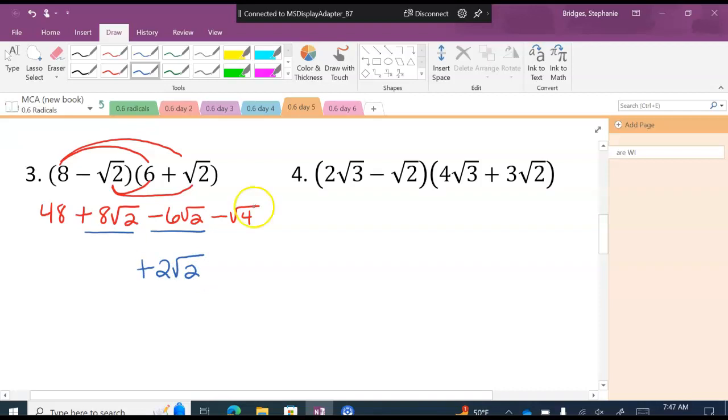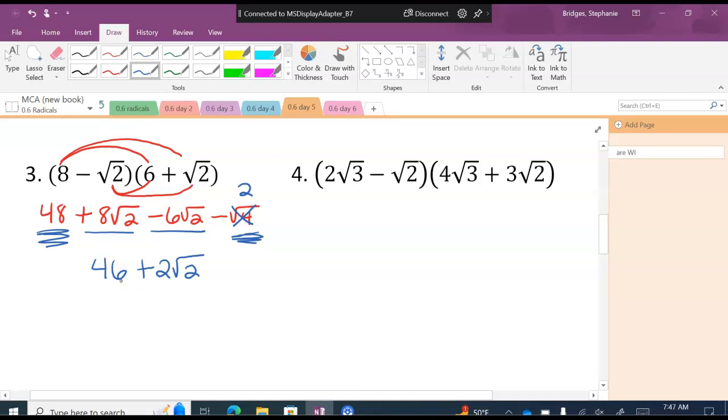That 4. What does the square root of 4 turn to? 2. And then what can I combine? The 48 and that negative 2. What is 48 minus 2? 46. Now, the order of these isn't really that important.